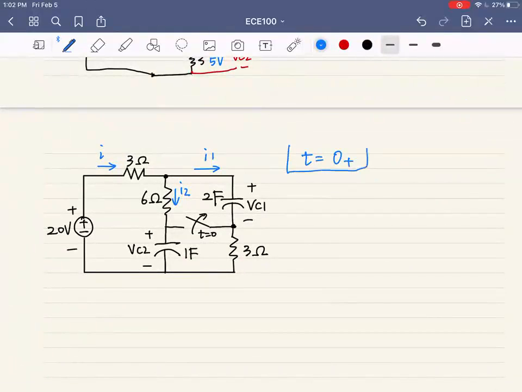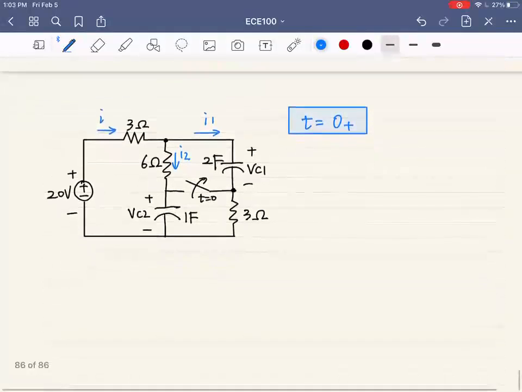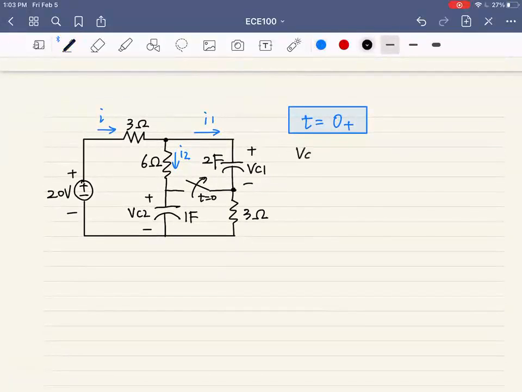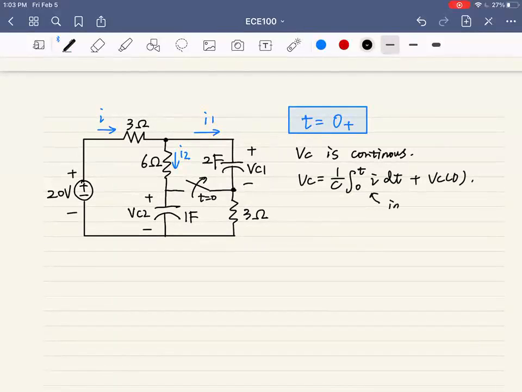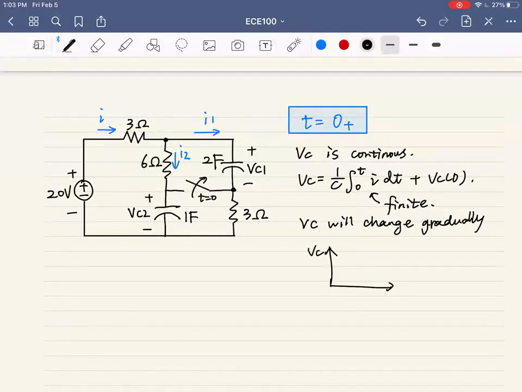When t equals 0 plus, we need to make use of another property of the capacitance voltage. That is, VC is continuous. Why? Because VC is an integration of its current. And we know that the currents can only be finite, which means that the VC will change gradually. Intuitively, the function of this VC should always be continuous instead of breaking somewhere, discrete, okay?